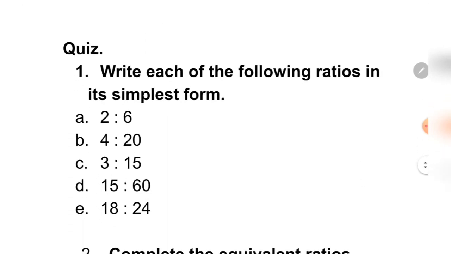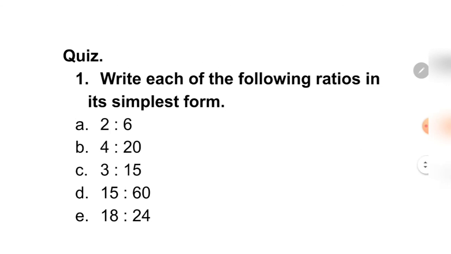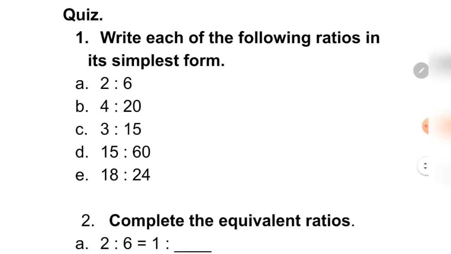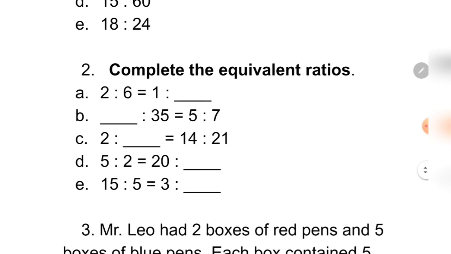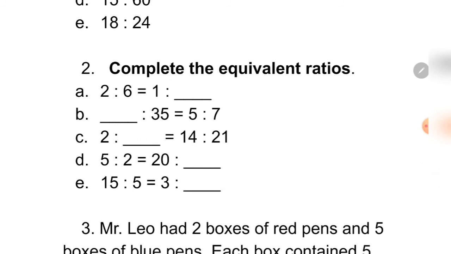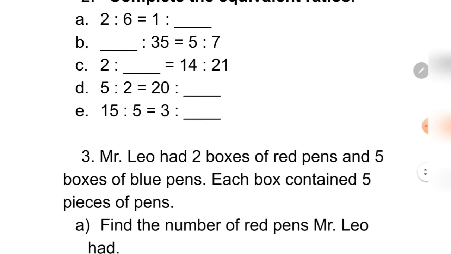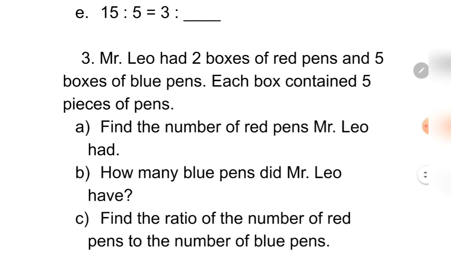Quiz. So write each of the following ratios in the simplest form. Remember, simplest form is the smallest ratio. And then in here, complete the equivalent ratios. Get the missing part. And then here, word problem.